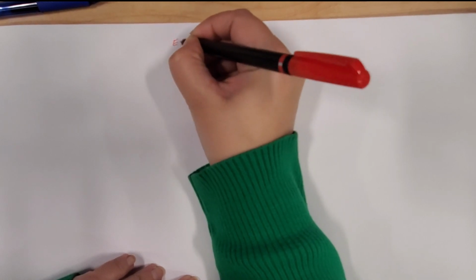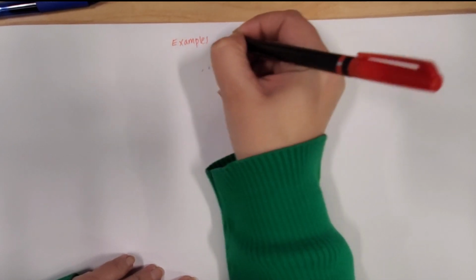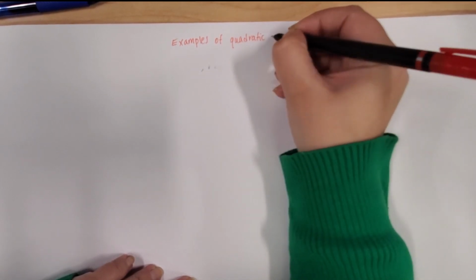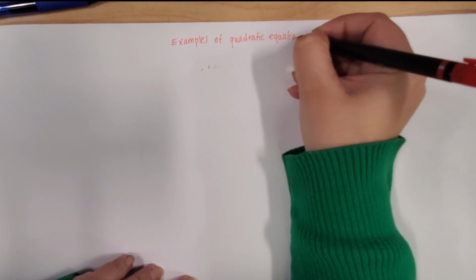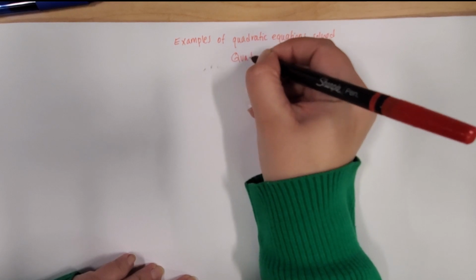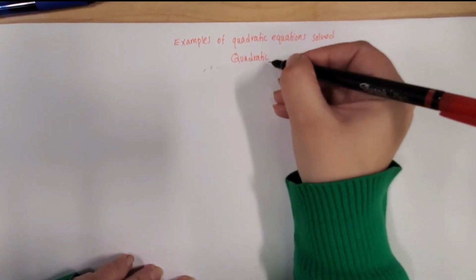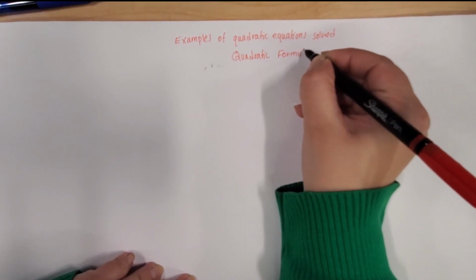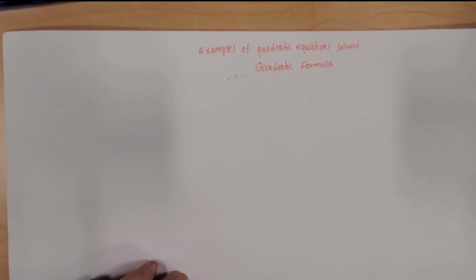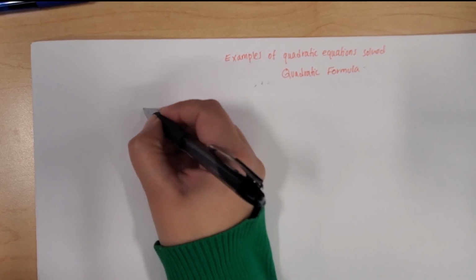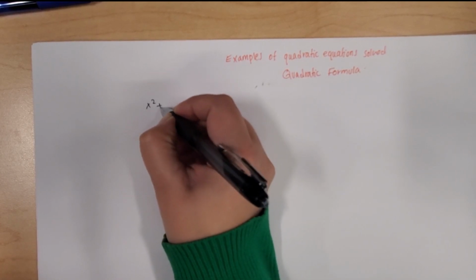So today we're gonna do examples of quadratic equations solved by the quadratic formula. I tried to do at least 5 or 6 examples for you today, and for all of these, I'm gonna use the quadratic formula. So the first one would be x to the power 2 plus 5x is equal to 0.